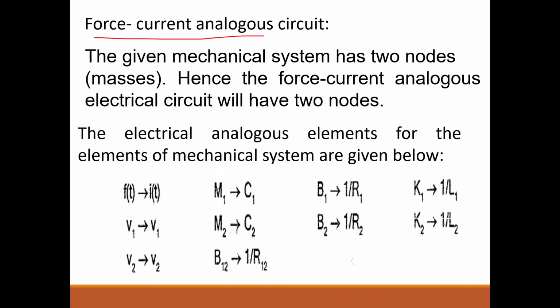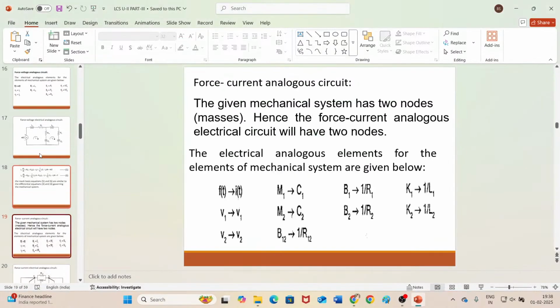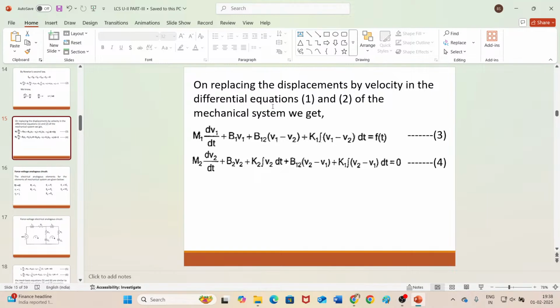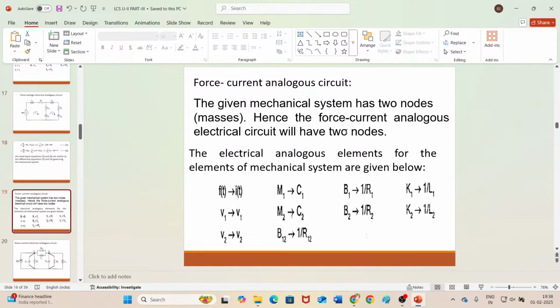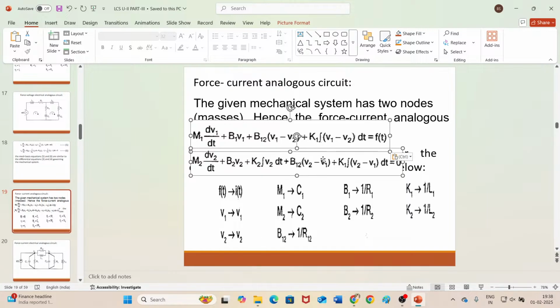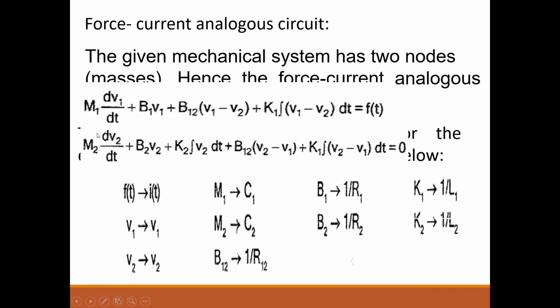For the force current analogy, first of all, once again I'm repeating, I don't know whether you are able to follow or not. First of all, you have to take these two equations and write down all the terms. F of t is there, write f of t. M1, write M1. M2, write M2. B1, write B1. B12, write B12. K1, write K1. V1, write V1.